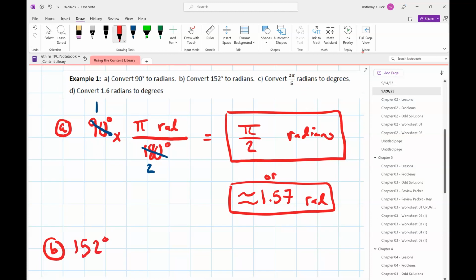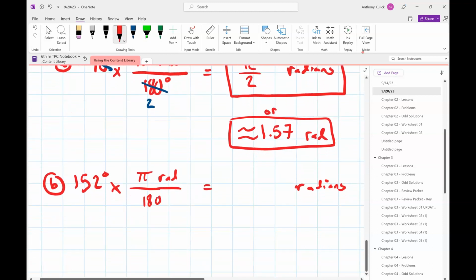So let's say we have 152 degrees. And again, we want to multiply it by something so that we get an answer in radians. What are we going to multiply by? Pi radians over 180. Or you could just say pi over 180 is fine. The radians can be implied. So again, we'd like to write this answer in terms of pi if possible. So let's look at 152 divided by 180.